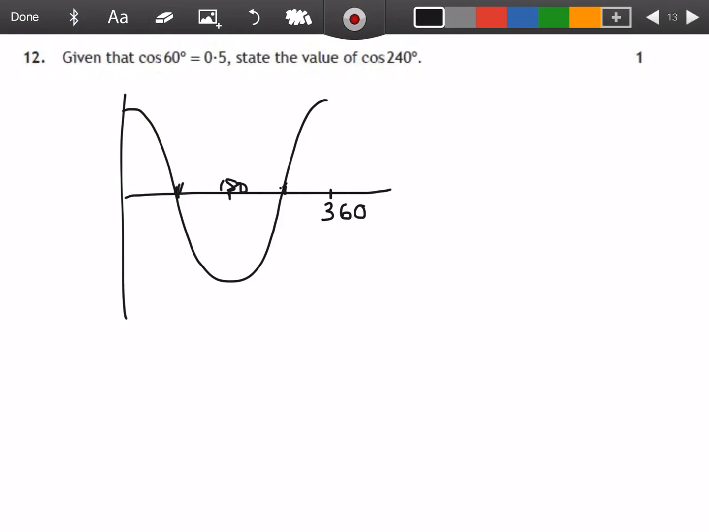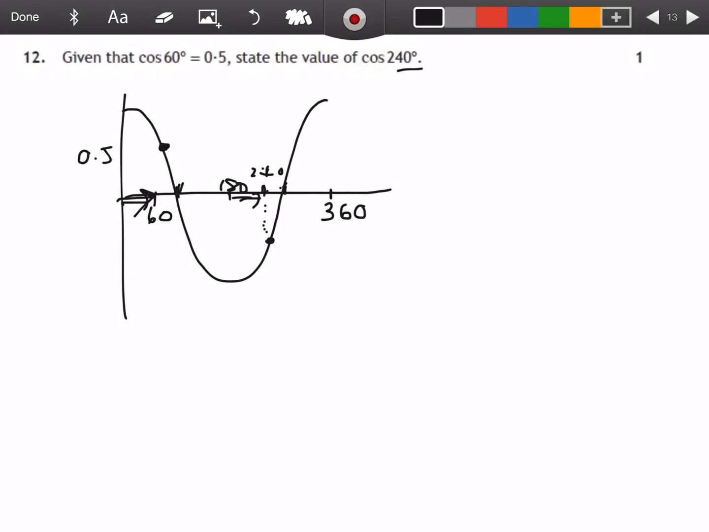Cos 60 is, we'll say 60's about there, okay? And what they're telling us is that that number there is 0.5. Okay, 60 in from the end. Now, if they're telling us that 60 in from the end is 0.5, you have to work out cos 240. Now, where is cos 240? Cos 240 is 60 in from here. 240 would be about there. Okay? And it's that number there.